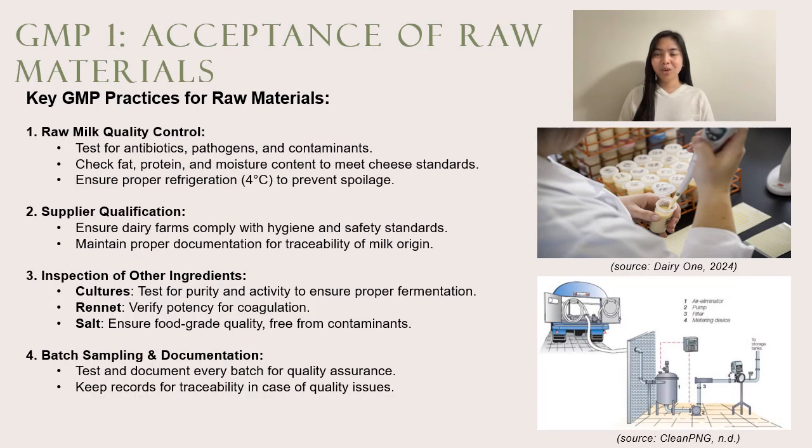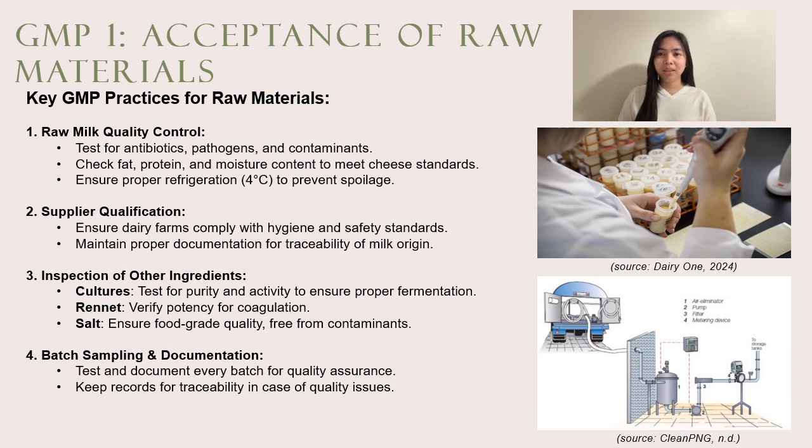I'll be discussing one of the GMP conditions in cheddar cheese production, which is the acceptance of raw materials. In cheddar cheese production, the first step under good manufacturing practices is to ensure the raw milk meets all safety and quality standards. The milk must be tested for pathogens and antibiotics to prevent contamination, ensuring it is safe for processing. Additionally, the milk must meet specific fat and protein content requirements to ensure proper cheese yield and consistency.